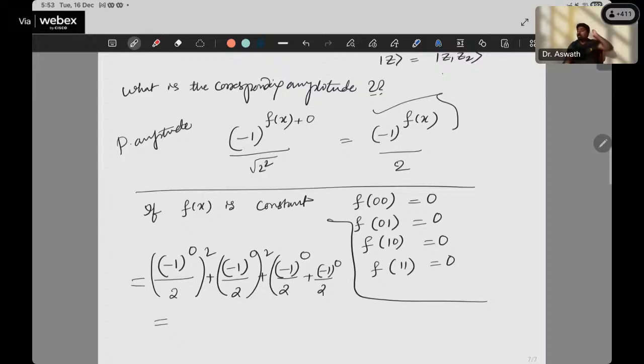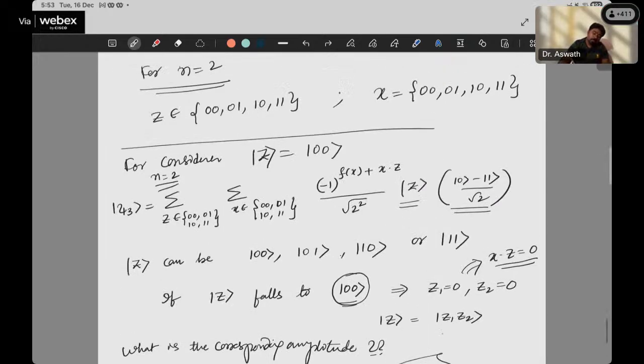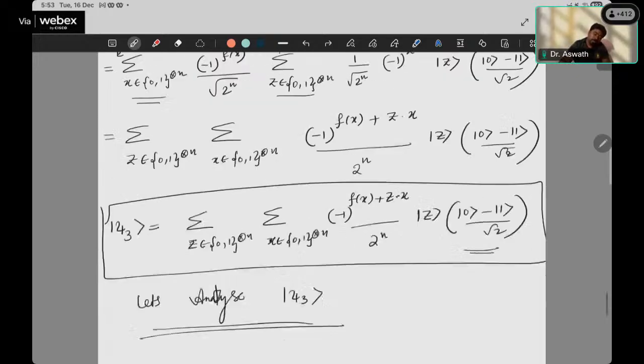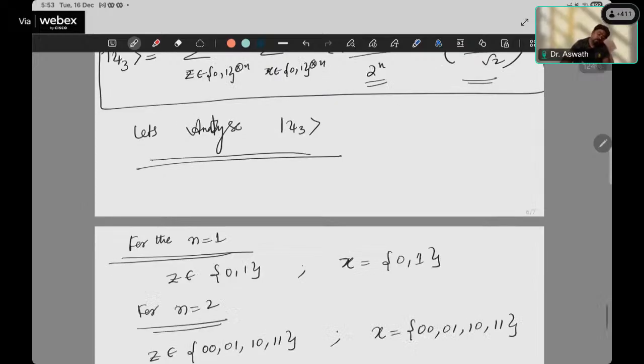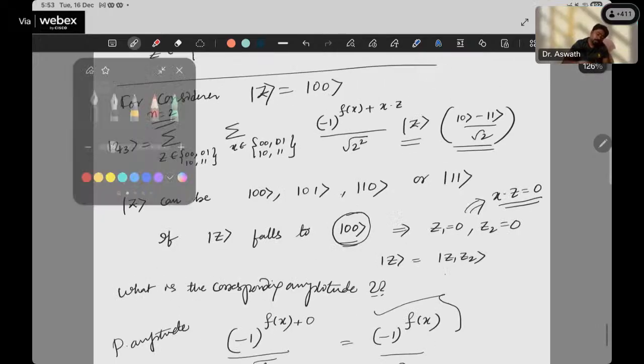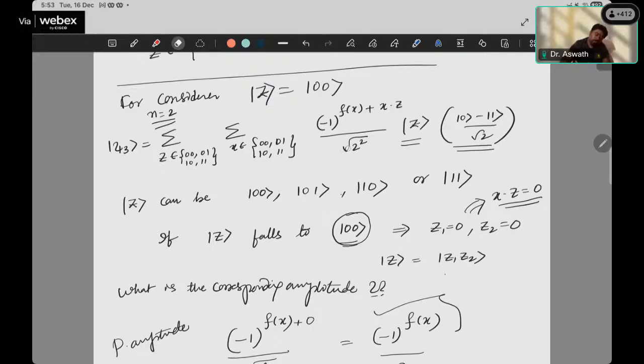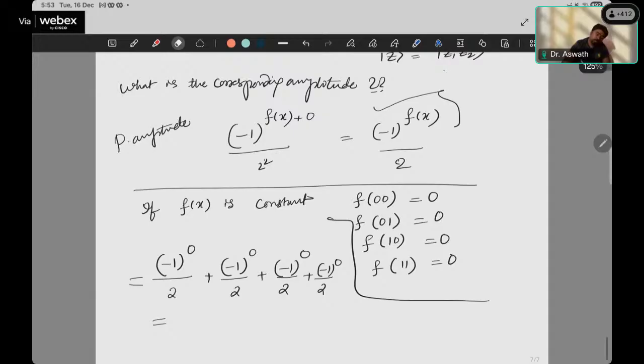I'm sorry, it's not squaring. The probability amplitude is not a square root. I missed it. See, no square root is there. We should not miss that. So let me remove that. Square root is not there.